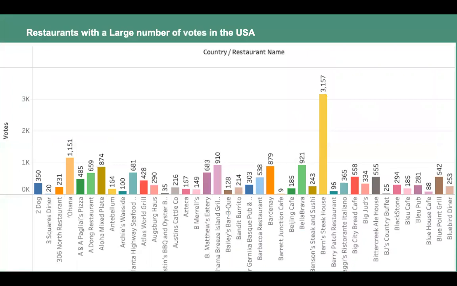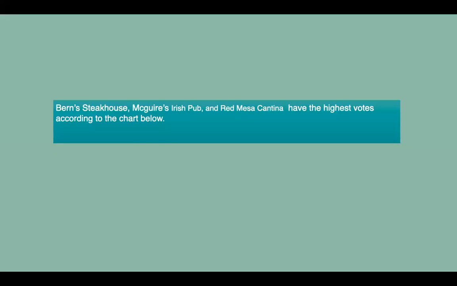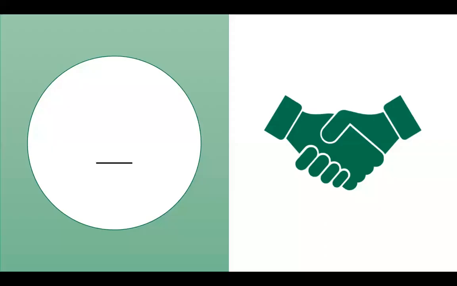And restaurants with a large number of votes in the USA. Actually, we took the USA because we got a lot of restaurants here, and you can see Ben Sticks house has more votes. This graph shows the restaurants that have the highest number of votes and the least number of votes, which is shown here. Votes and restaurant name on the x axis and y axis. And Bench Texas, Marcus Irish Pub, and Red Cans have the highest votes according to the chart above.